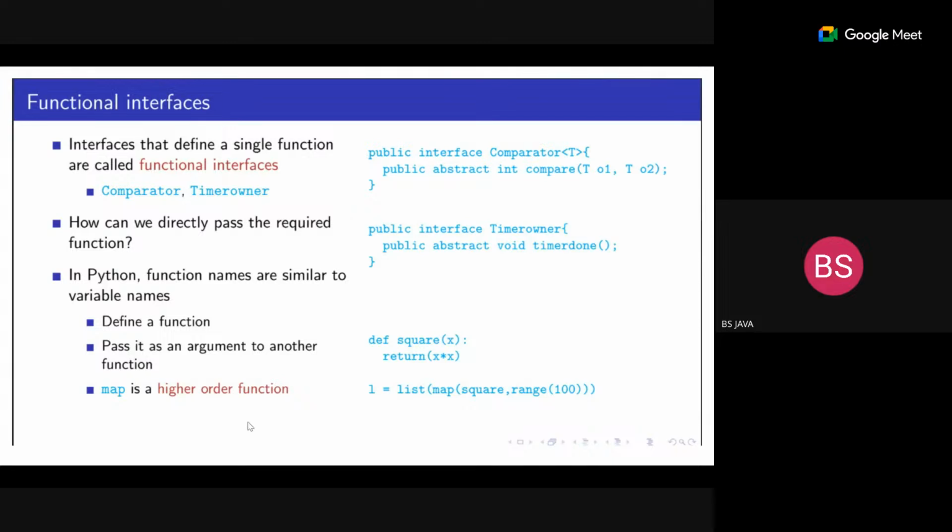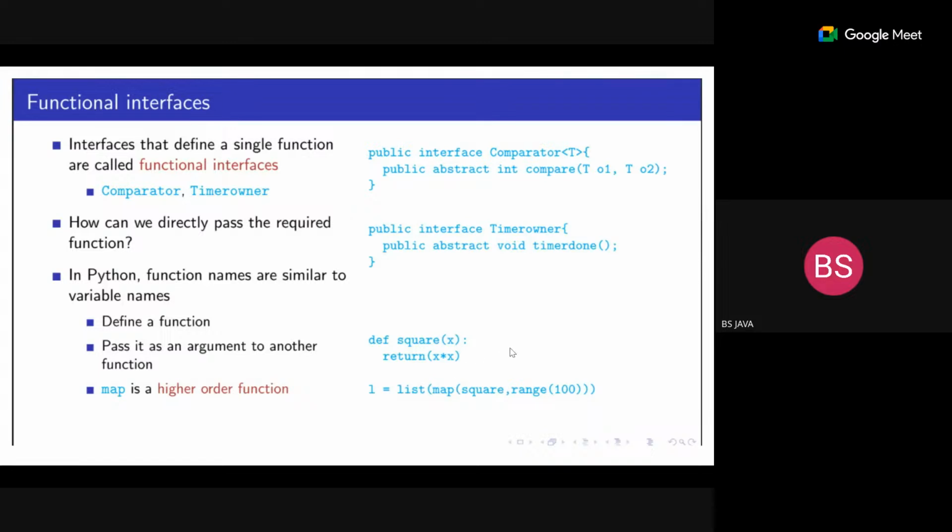But how do we do this in Java? In Python, function names are similar to variable names. So you define a function and pass it as an argument to another function. Map is a higher order function. Map takes another function as an argument, so it is a higher order function.